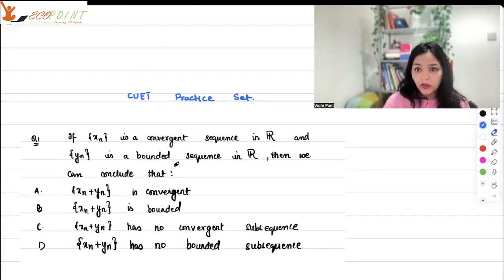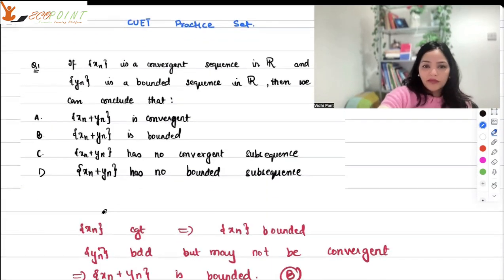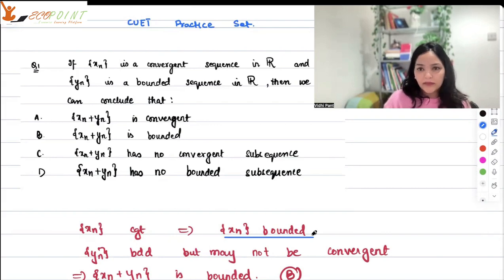If xn is a convergent sequence in R and Yn is a bounded sequence in R, then what can we conclude? Do you think xn plus Yn is convergent, xn plus Yn is bounded, xn plus Yn has no convergent subsequence, or xn plus Yn has no bounded subsequence? Well, we're talking about xn plus Yn. So first thing, xn is convergent. That automatically implies that it has to be bounded. Every convergent sequence is bounded.